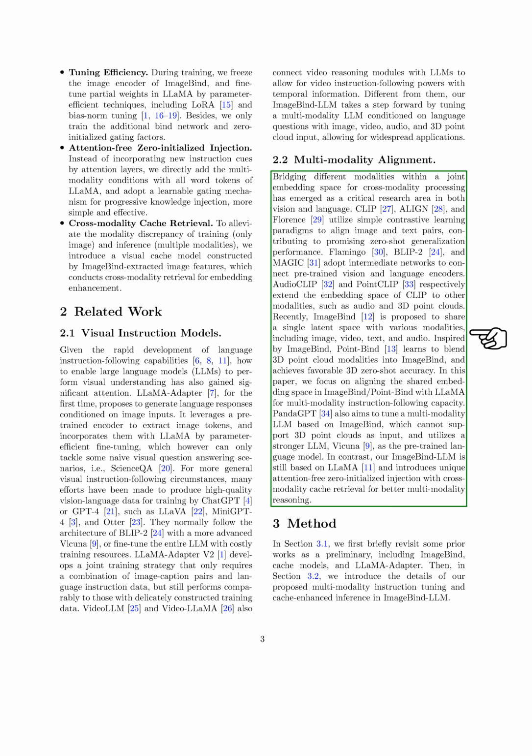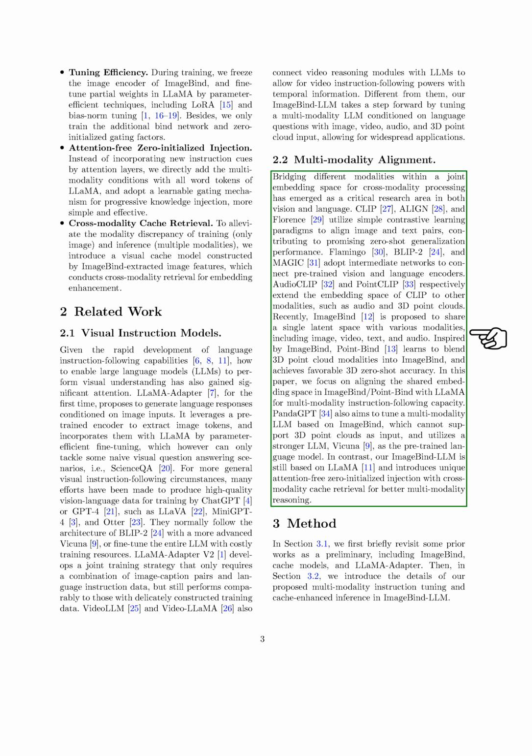Other models, like Flamingo, Blip2, and Magic, use intermediate networks to connect pre-trained vision and language encoders. Audio Clip and Point Clip extend the embedding space of CLIP to include other modalities, such as audio and 3D point clouds. Recently, a model called ImageBind was proposed, which shares a single latent space with various modalities, including image, video, text, and audio. Inspired by ImageBind, PointBind blends 3D point cloud modalities into ImageBind, achieving impressive 3D zero-shot accuracy.